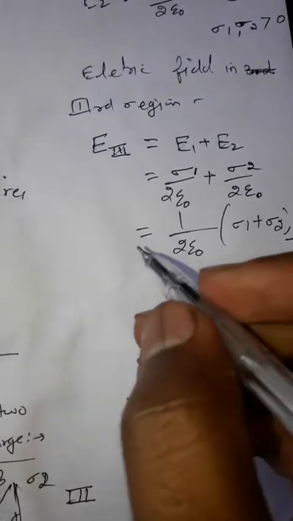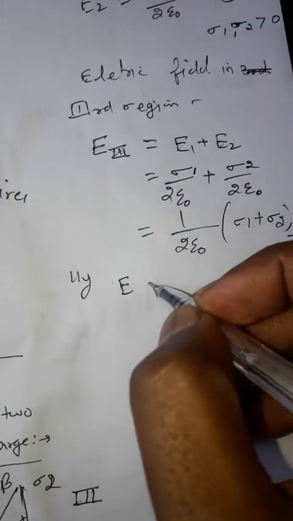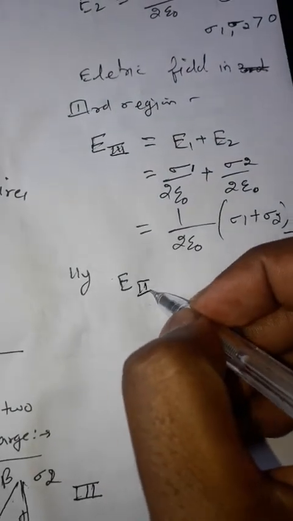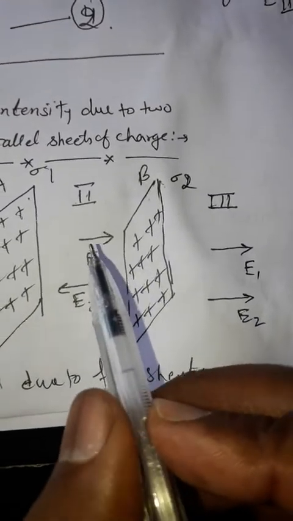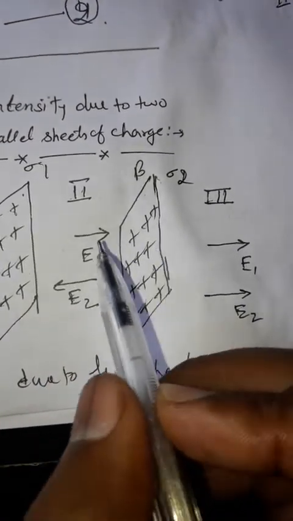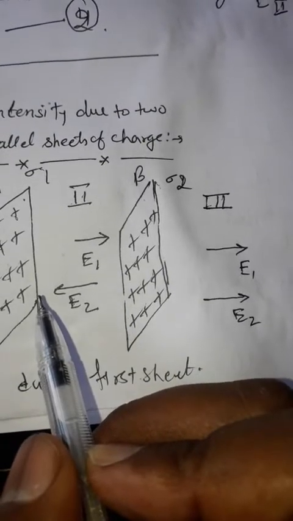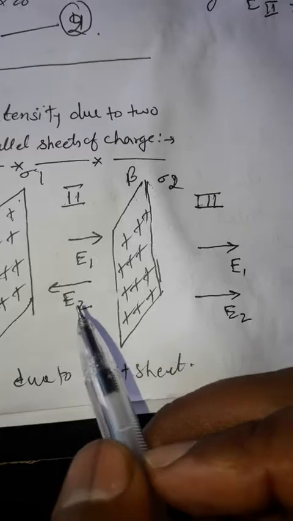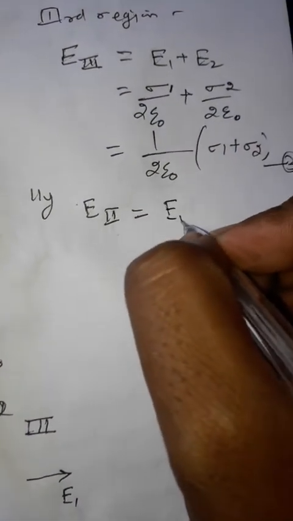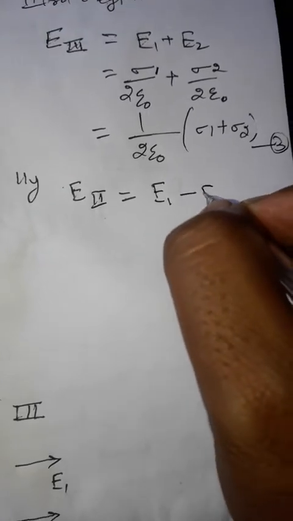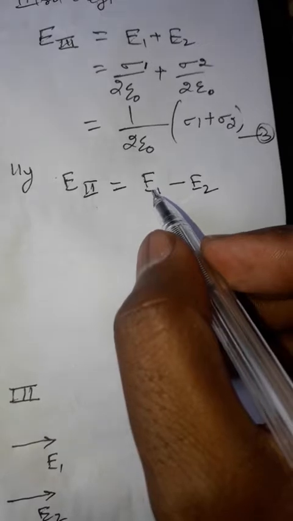Okay. Similarly, the electric field for the second region. For the second region, there are two electric fields. If we consider the positive x-axis as positive, then E2 is opposite to E1, so we can consider it as minus E2. So there are two electric fields, that is E1 minus E2. We take the minus sign because it is opposite to that of E1.